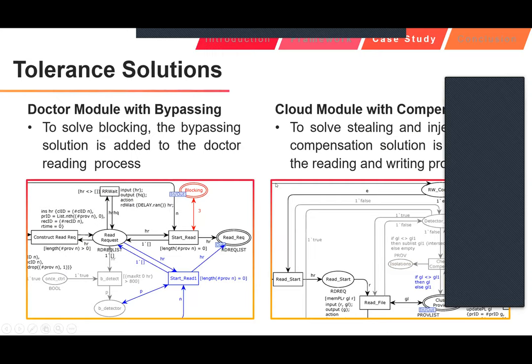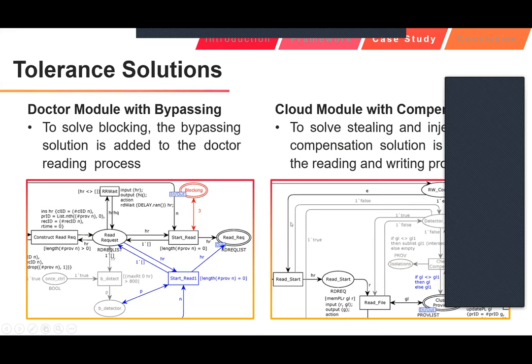Consider the tolerance solution we mentioned before. To solve blocking, the bypassing solution is added to the reading process of the daughter module, as shown in the left figure. To solve stealing and injection, the compensation solution is added to the file reading and writing processes of the cloud module, as shown in the right figure.